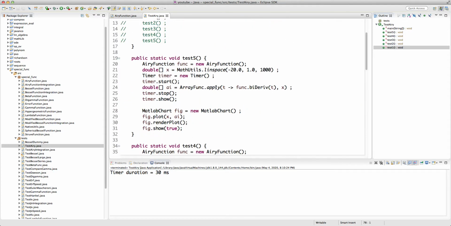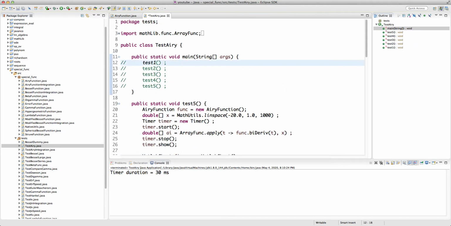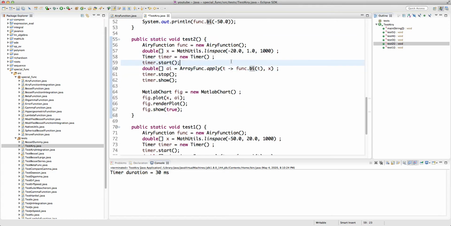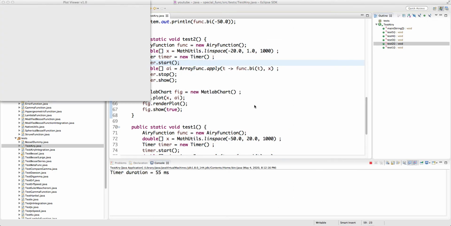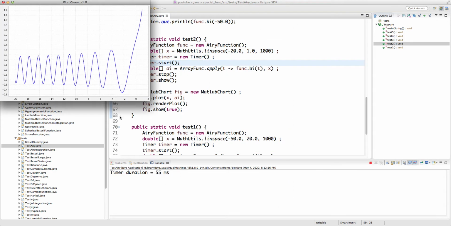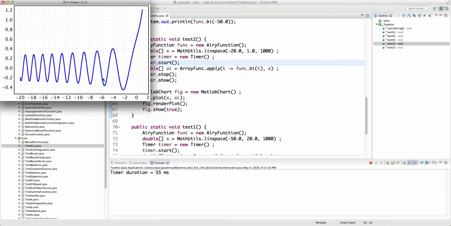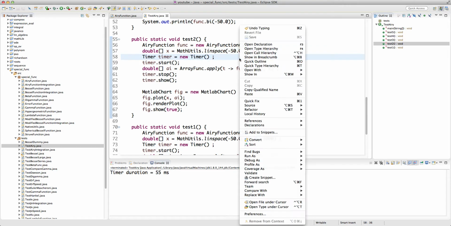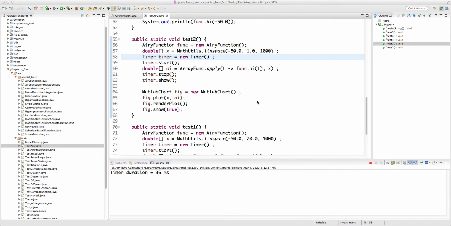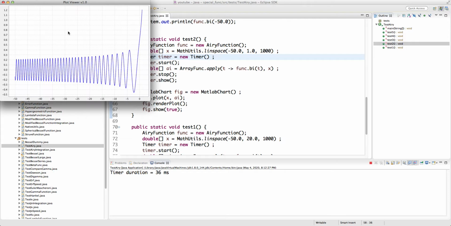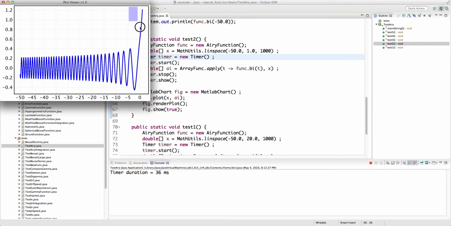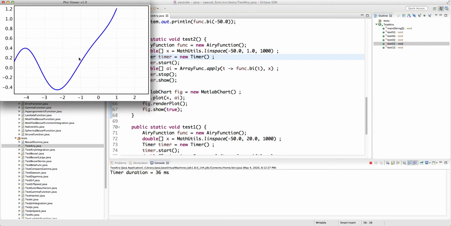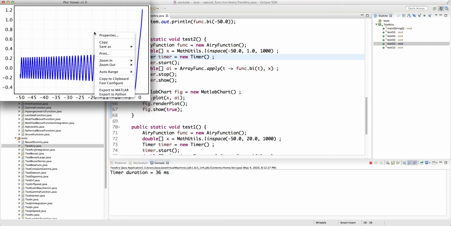And so here in test 2, let's look at test 2. I'm calculating BI. So this is the Airy function of the second kind. 55 milliseconds, again much better than before. And let's go all the way to minus 50. Again, you see the oscillatory behavior for negative x, and then the exponential growth for positive x.